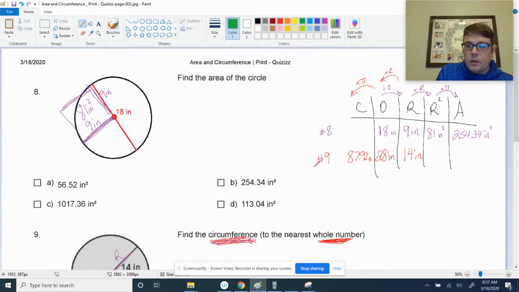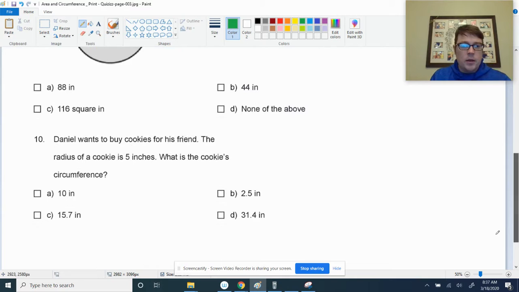Okay, number 10, let's go read this one about Daniel. What a great name. Daniel wants to buy cookies for his friend, and the radius of a cookie is 5 inches. Let's sketch that. It's a big cookie. Must be like a cookie cake. 5 inches. Okay, like go get a tape measure and like a 10-inch cookie. This is a big cookie. All right, so we're talking about large distance around here.